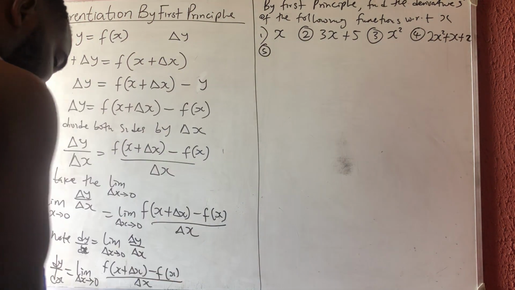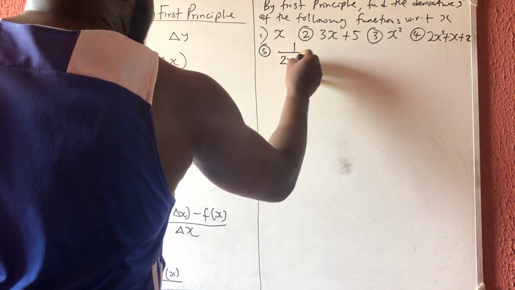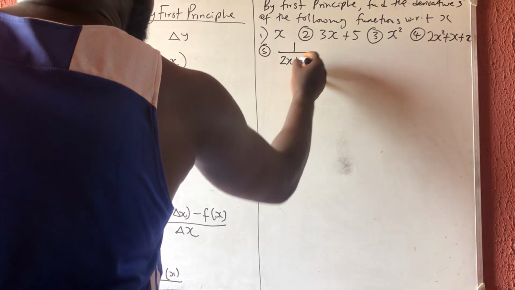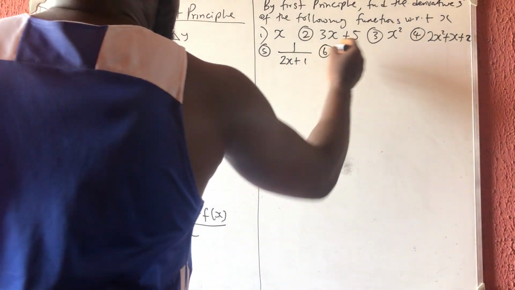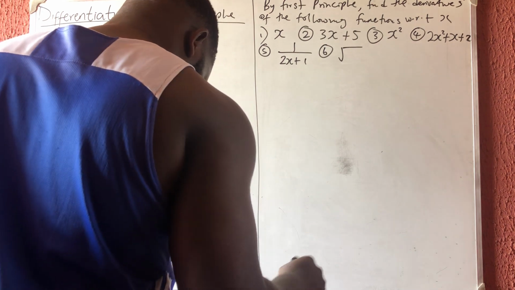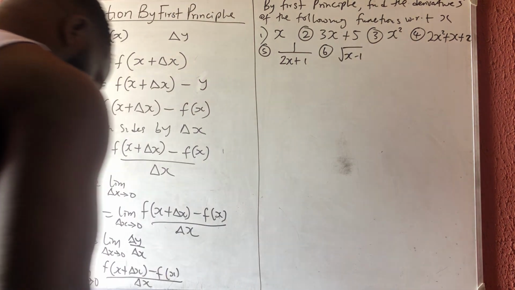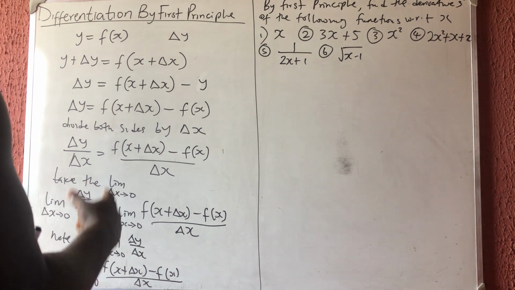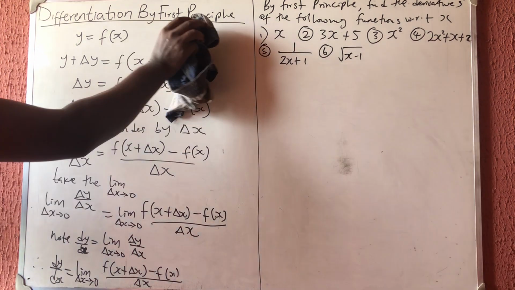Number 5, 1 over 2x plus 1. Number 6, the square root of x minus 1. Okay, so let us solve these 6 questions.